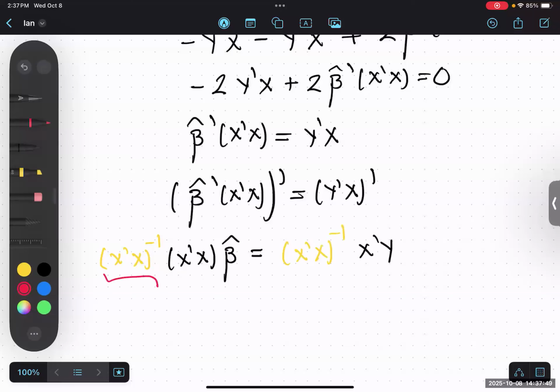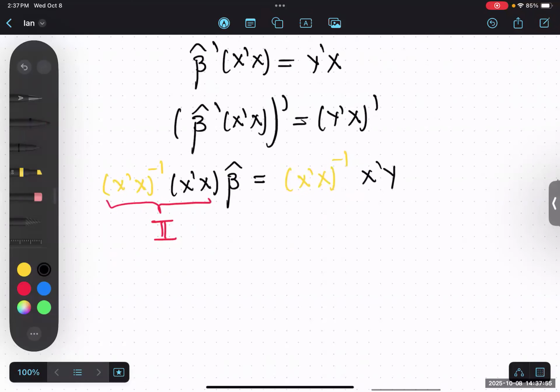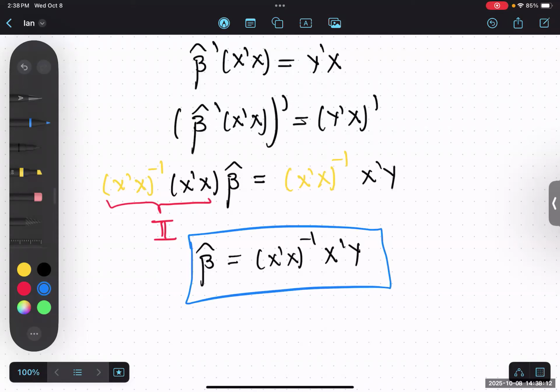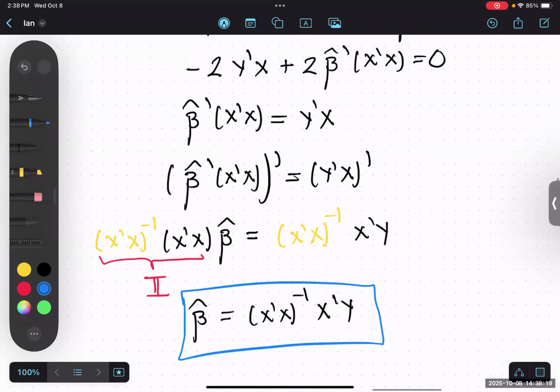And now, this guy is the identity. The identity times my vector beta hat is just beta hat. On the right-hand side, now I have my symmetric matrix inverse times x transpose y. And this, my friends, is the OLS estimator in matrix notation. And that's it. Okay? That's how you derive it.